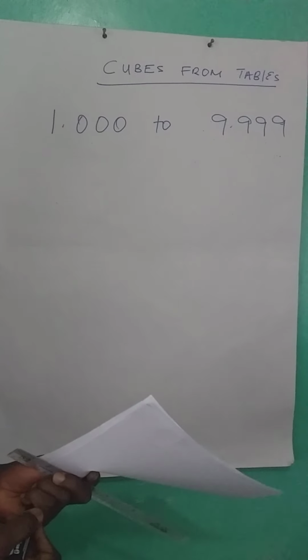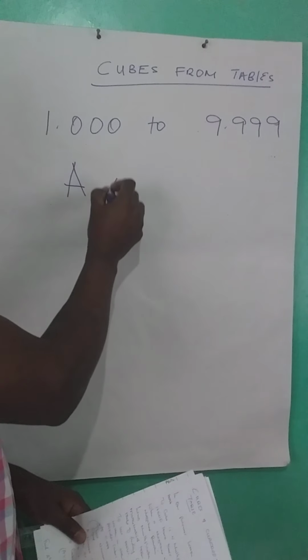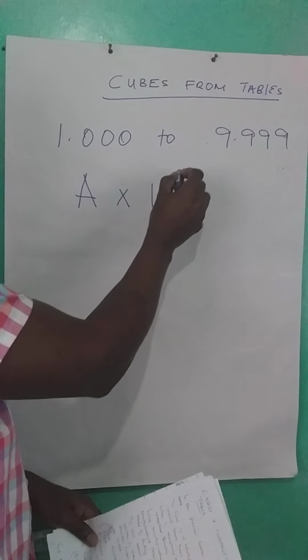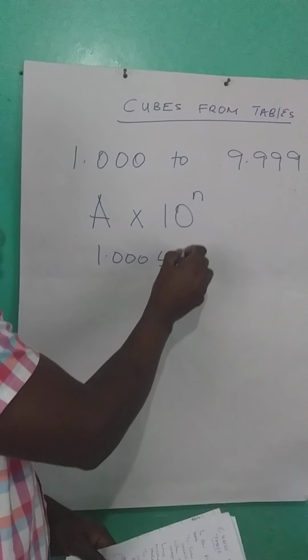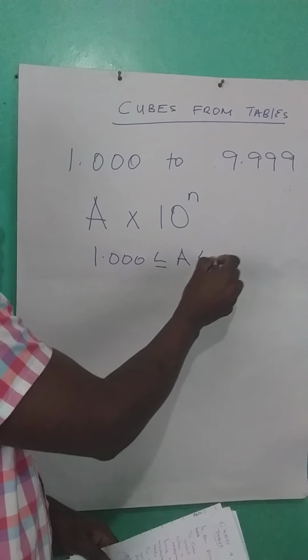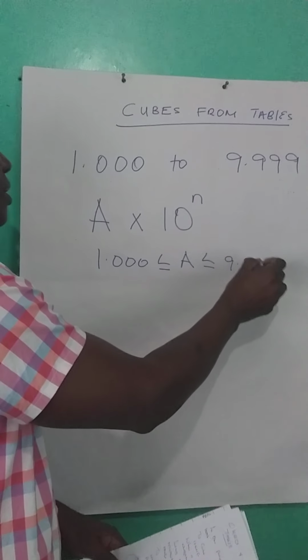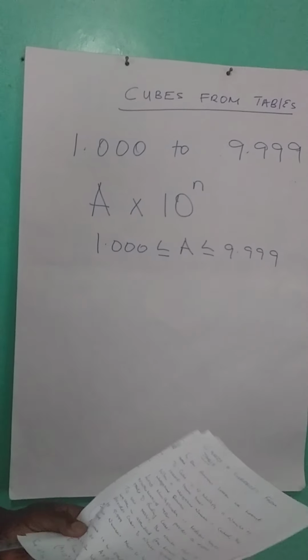Remember, a number is in standard form if it is written in the form a times 10 raised to power n, where this a is greater than or equal to 1 and less than 9.999. So a is between 1 and 10.